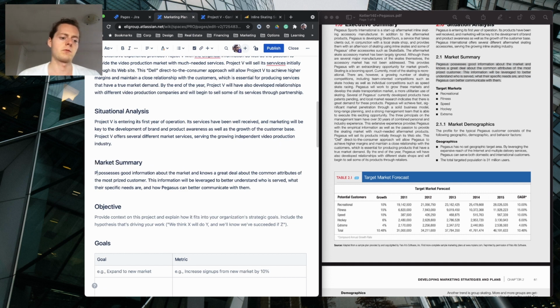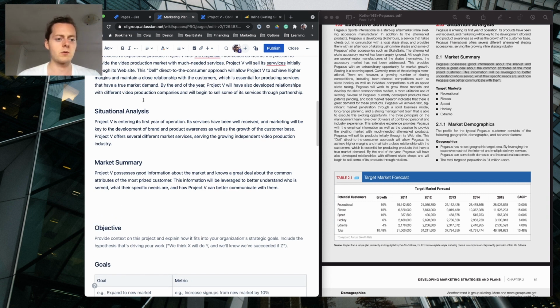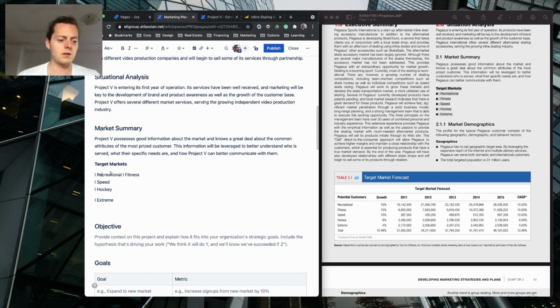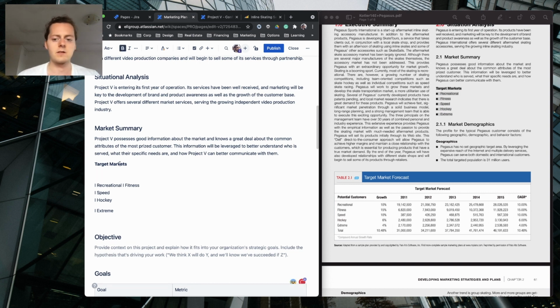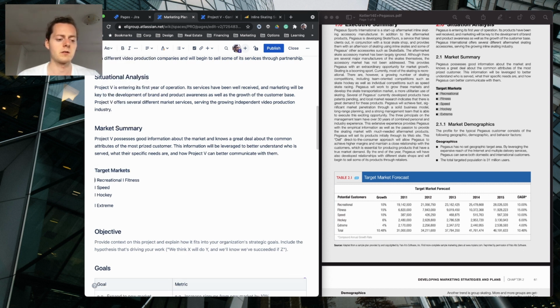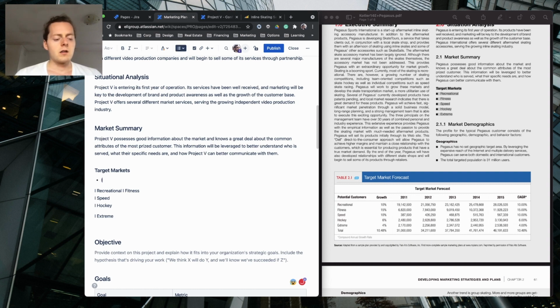Project V possesses good information about the market and knows a great deal about the common attributes of the most prized customer. This information will be leveraged to better understand how Project V can better communicate with them. Cool. I would love to have some sort of numbers. Definitely would be helpful. So this is the target markets, and I think it's 3, right? So that's going to be 3. Also not bold, but just like this. So the target market is independent.